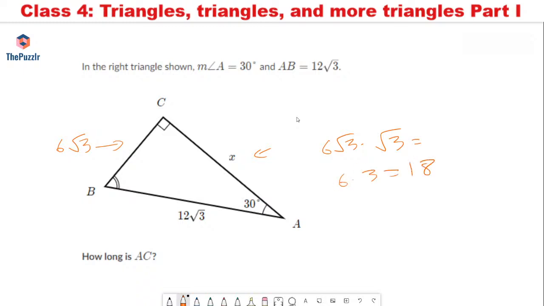You could have also gone straight from AB to AC, which is 12 square root 3. And then we're dividing by square root of 3. But it's not just that simple, right? We divide by square root of 3, we get 12, and we're also multiplying by 3 over 2. So that's why I just like going the BC way, right? It's a bit easier.